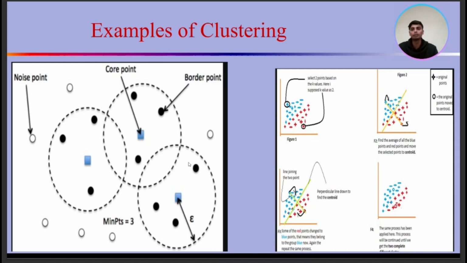Outlier means, for example, when a customer goes to a market, reaches a shop and wants to purchase some required thing, but is unable to get it at that shop, and that thing is not present even in the market. So that point is the outlier. This is another example of clustering, showing how it works.